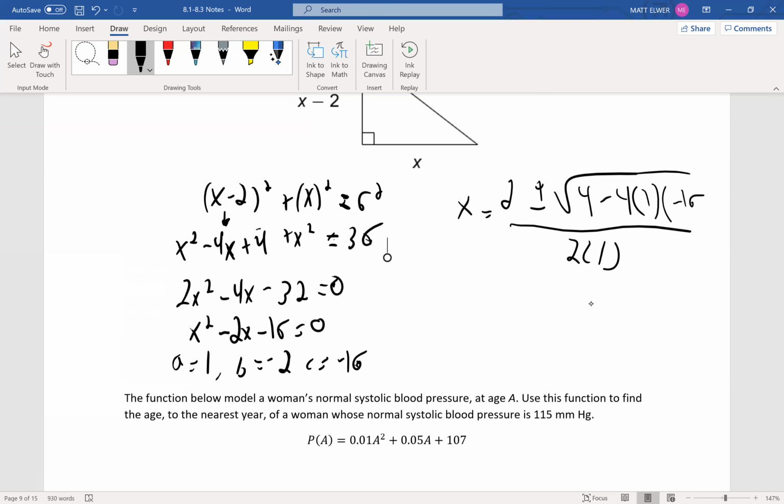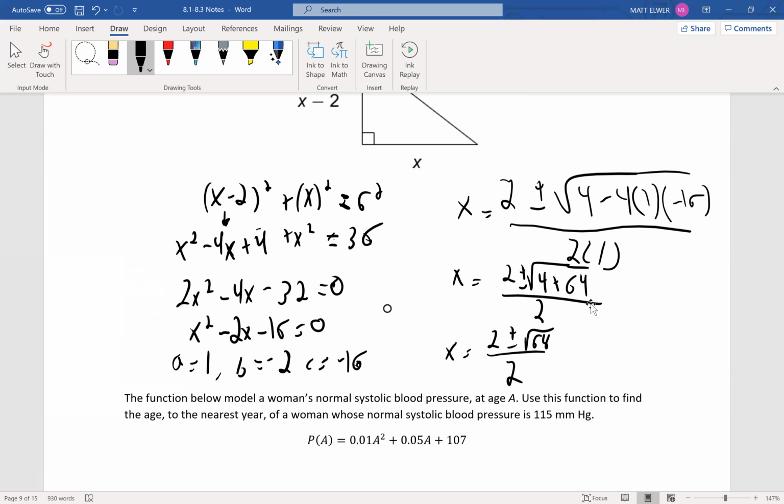Okay. So after I do that, right now I can start simplifying everything. So x is equal to 2 plus or minus, and if I evaluate everything in the square root, we get 4. We have 2 negatives, so we're going to add now, right? So we get the square root of 4 plus 4 times 16, which should be what, 64? Yeah. And that's all over just 2 still. And then after that, I get x is equal to 2 plus or minus the square root of 68 over 2.